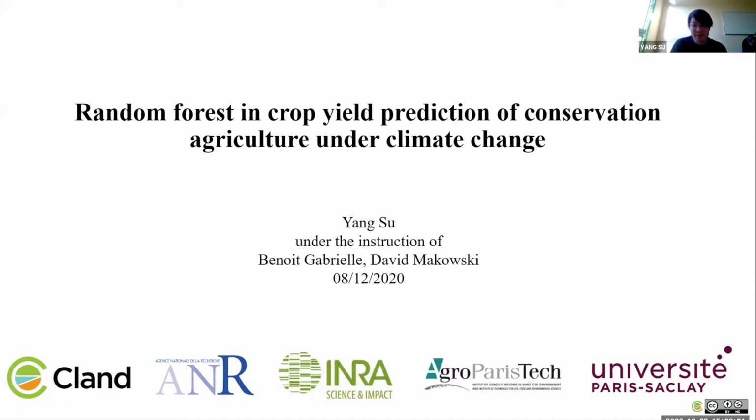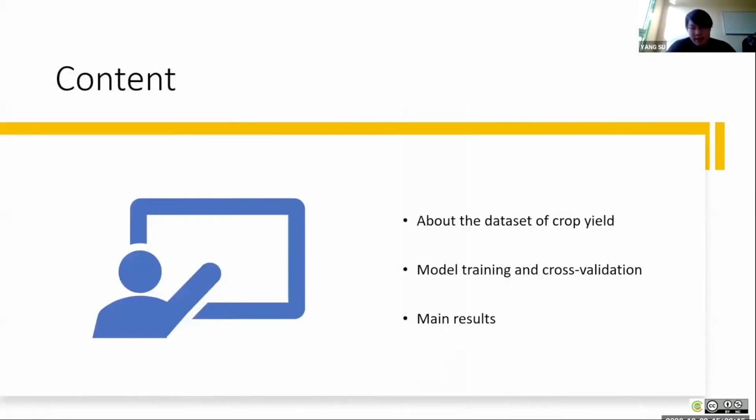And my current work is about using random forest to predict the crop yield of conservation agriculture under climate change. And for today's presentation, I will first introduce you the dataset we used for this study, and then I will talk about the training and the cross-validation process of the random forest model. And then in the end, I will show you the main result from the study.